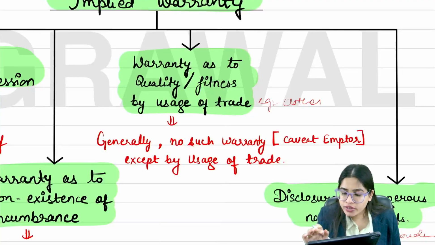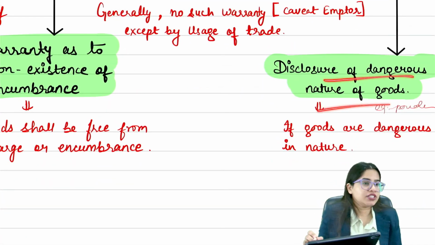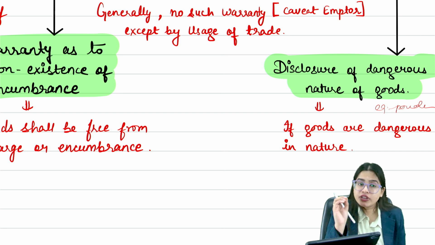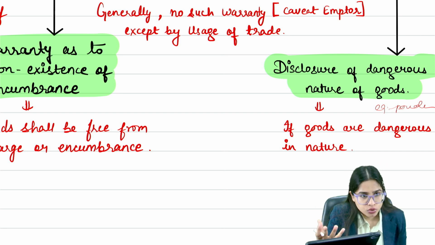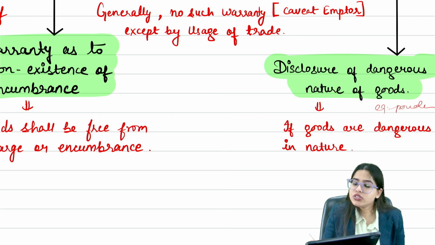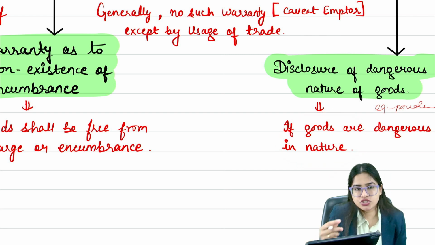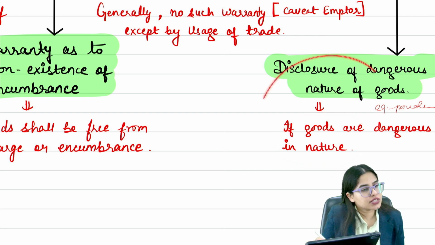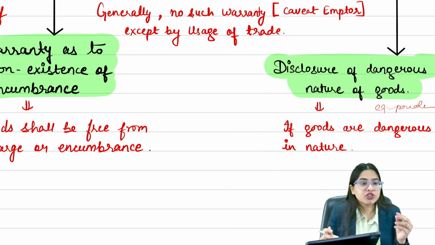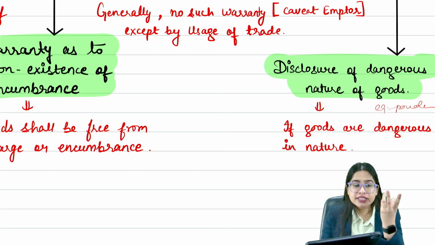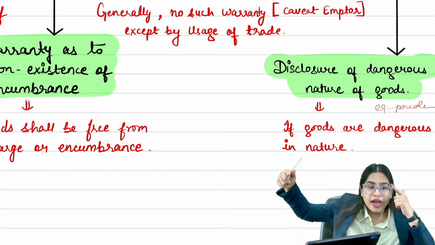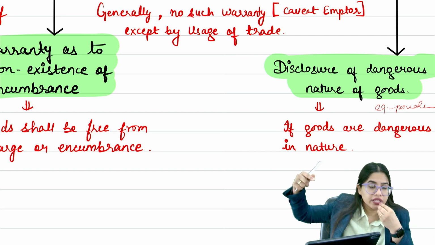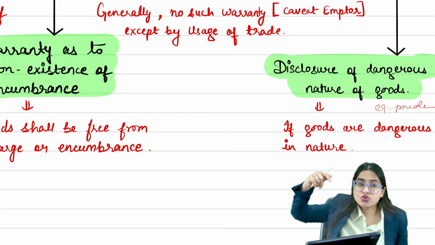And the last warranty is disclosure of dangerous nature of goods. If goods are of dangerous nature, you have to disclose it. This is an implied warranty, and if you don't disclose the dangerous nature of goods, then you have to give compensation. The buyer can claim damages from you. That's why now whenever you purchase any cream or any medicine, in the directions to use it is clearly given to keep it away from eyes, don't eat it, keep it away from children, store it in a cool place.